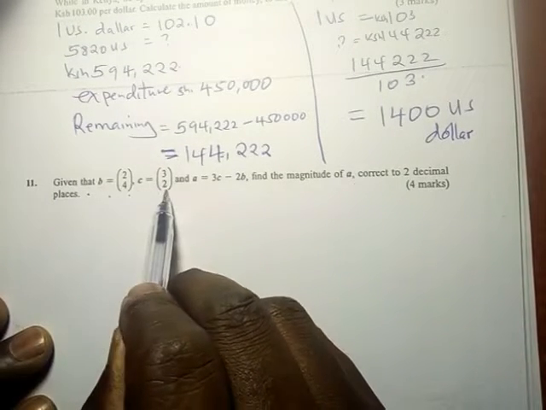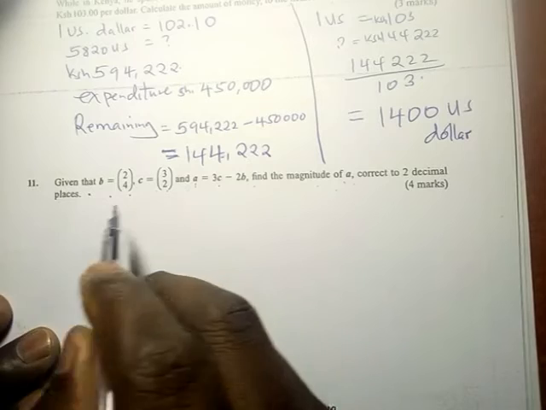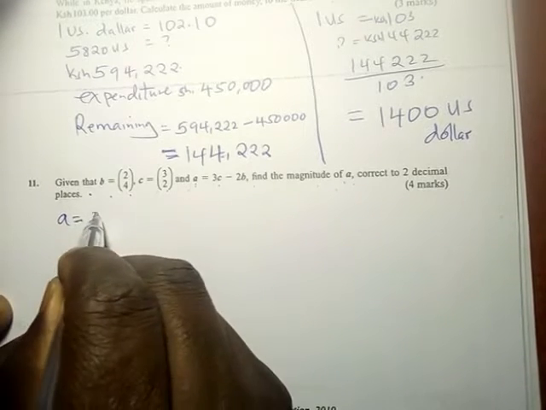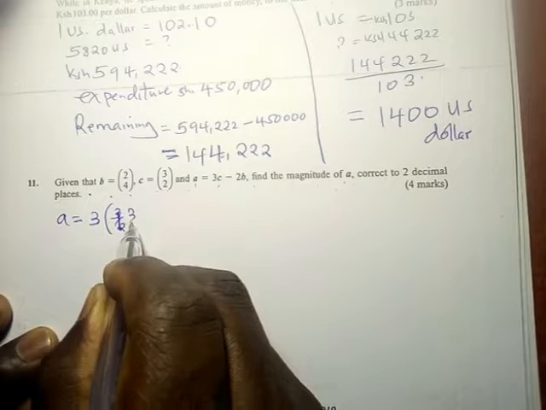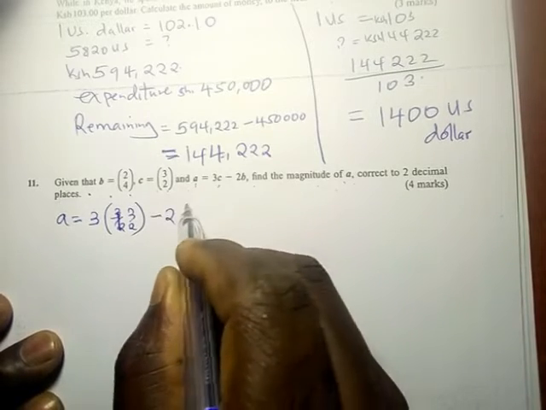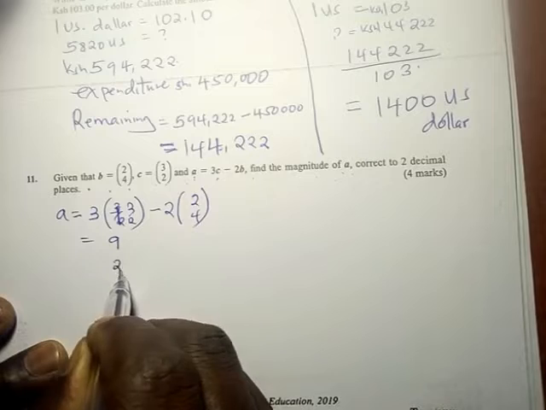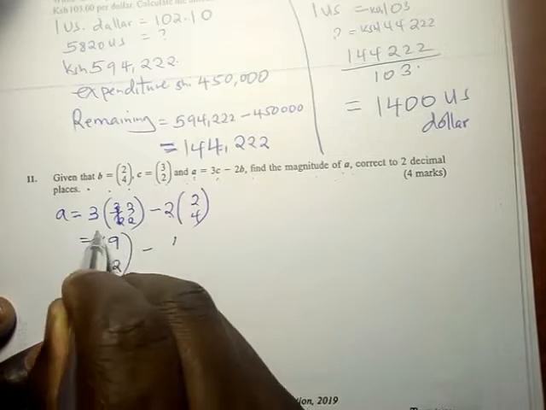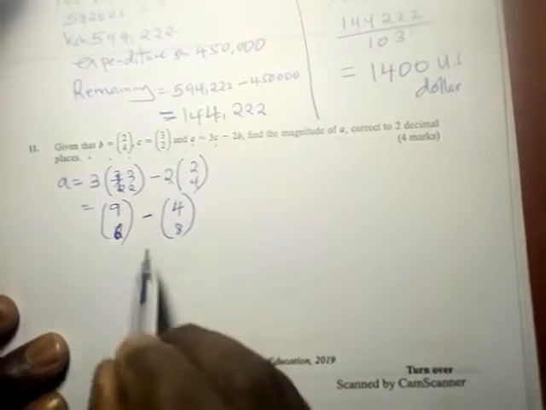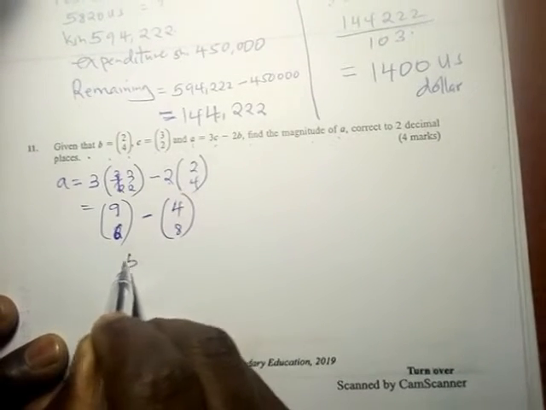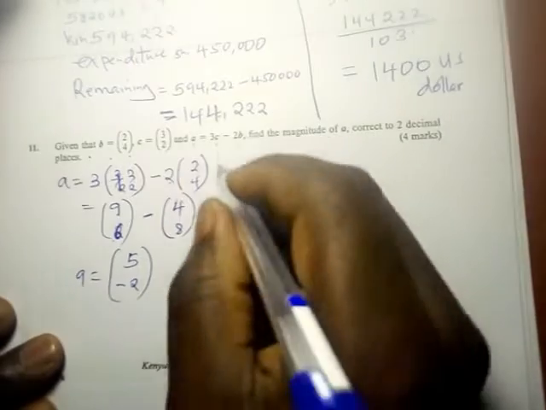Given that B is this, C is this, A is this, find the magnitude of A, correct to 2 decimal places. So we have been given that A is equal to 3C minus 2B, where C is 3, 2 and B is 2, 4. So this times it is 9, 6, minus 4, 8. 9 minus 4 is 5, 6 minus 8 is negative 2. So A is 5, negative 2.